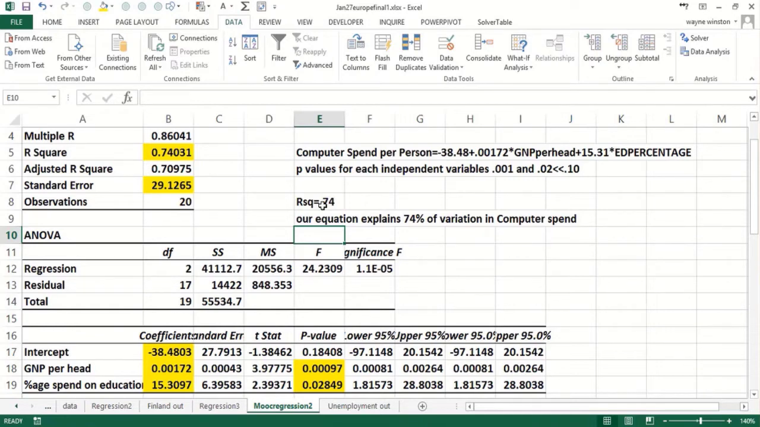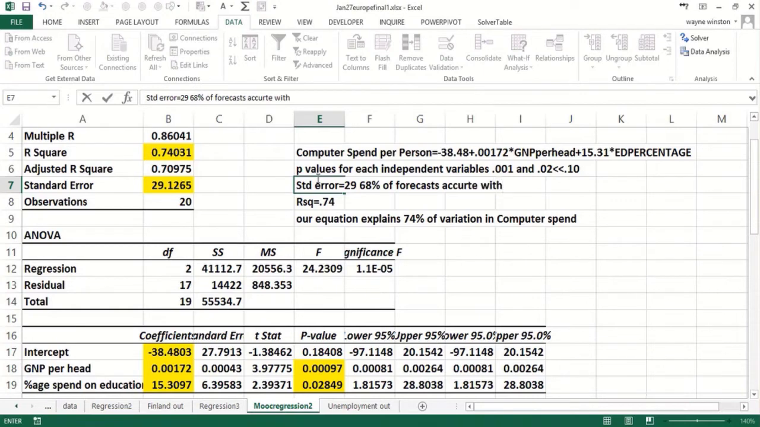So the standard error is 29. That means, again, 68% of forecasts are accurate within 29. Sorry, within 29 dollars. And 95% are accurate within $58.